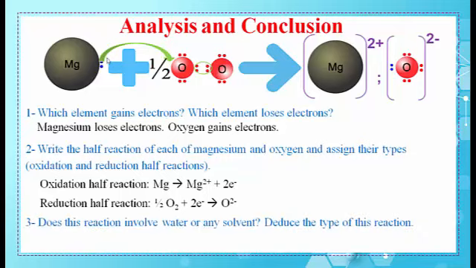The third question is, does this reaction involve any water or any solvent? Here we said that magnesium is a metal in the solid state, and oxygen is in the gaseous state. Then it does not involve any solvent. So we say that this reaction is a dry redox reaction, dry since it does not involve any solvent.